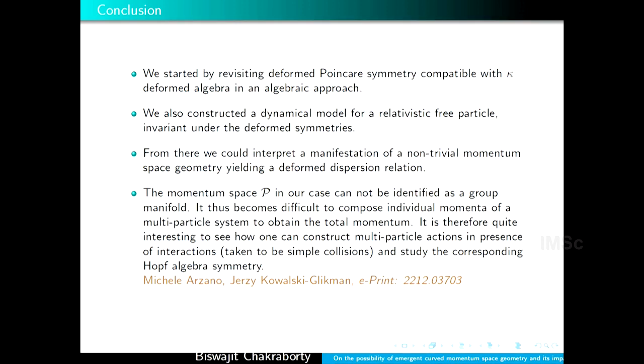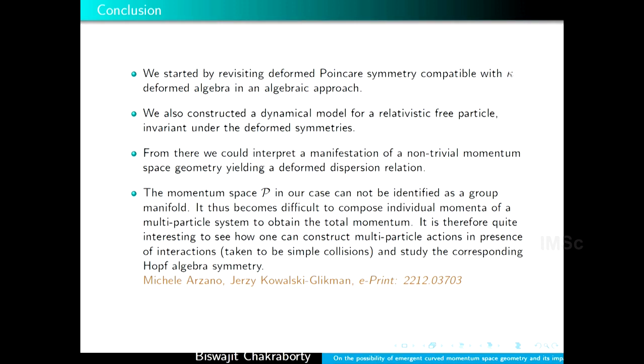So it will be a non-trivial job, of course. It becomes a bit difficult to compose the individual momenta of a multiparticle system to obtain the total momentum. It is therefore quite interesting to see how one can construct a multiparticle action in the presence of interactions, taken to be simple collisions, and study the corresponding Hopf algebra symmetry.